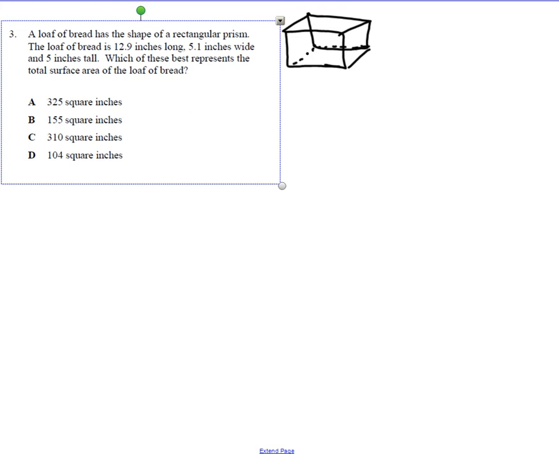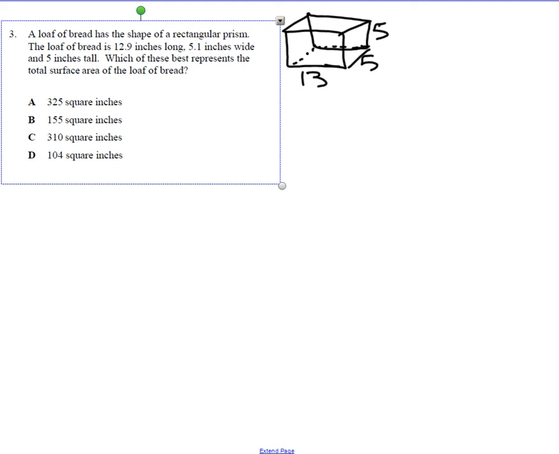Again, anytime it gives you decimals here, but all of our answers are whole numbers, we can assume what can we probably do? Round them. So let's say instead of 12.9, let's say this is 13. Instead of 5.1 inches wide, let's say it's 5. Instead of 5 inches tall, let's say it's 5. I'm not going to round that one. It's already a whole number.